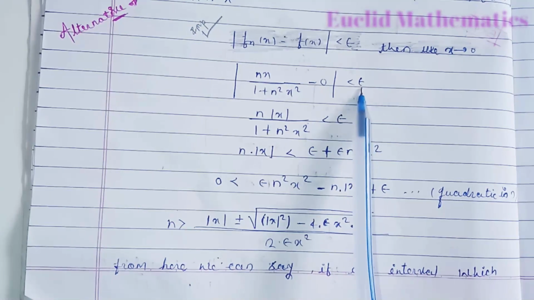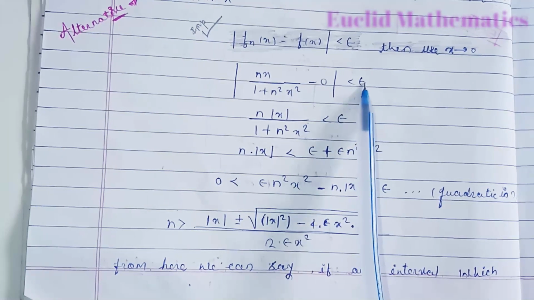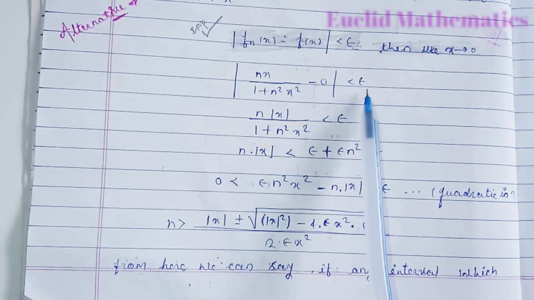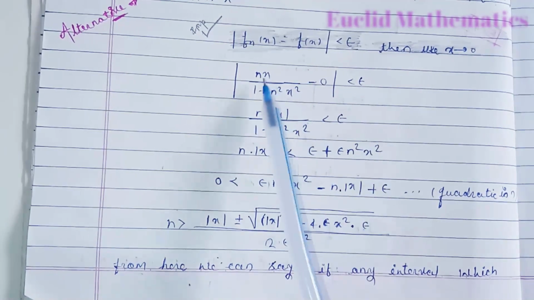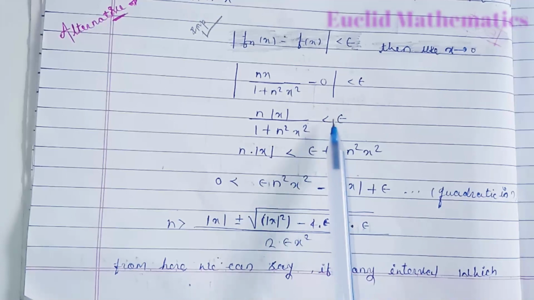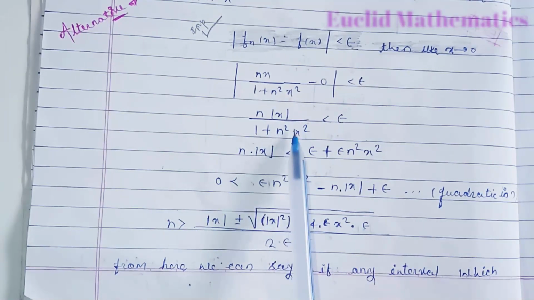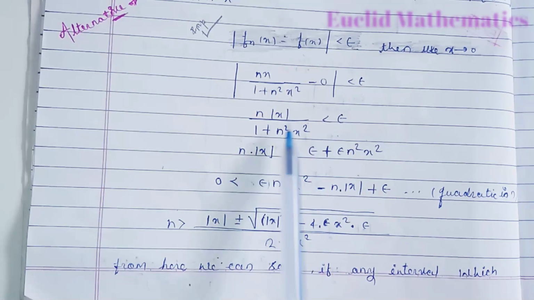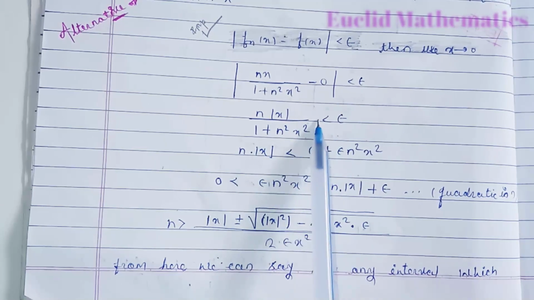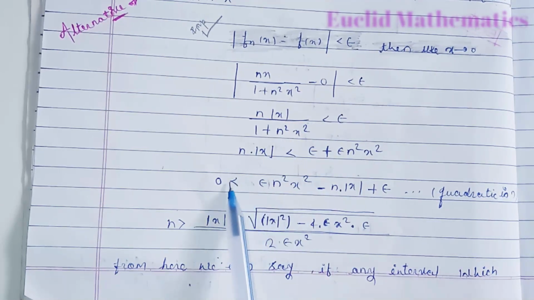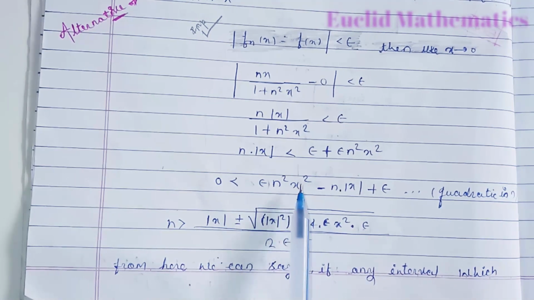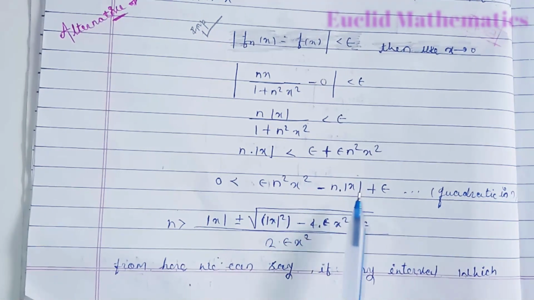Okay, so what is meant by epsilon? Epsilon is the smallest positive number here. We always take it as the smallest positive number. So modulus of this term is strictly less than epsilon. We know that this is totally positive, so the modulus is removed here. So we go for the adjustment of the terms from both sides. After adjustment of these terms, we get 0 strictly less than epsilon n square x square minus n times modulus of x plus epsilon.